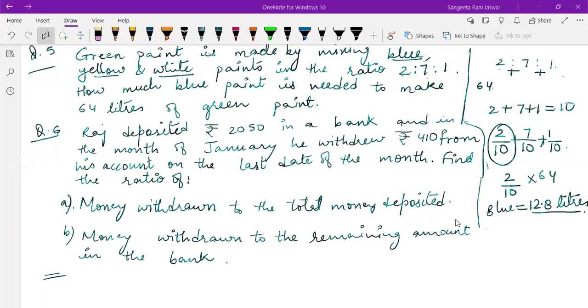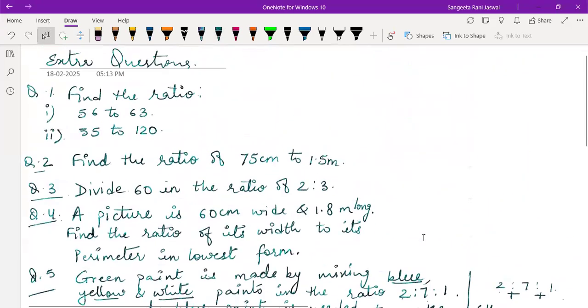Okay. So money withdrawn is given here. Total money is given. You have to find the left money. So you said 1 is to 5. That's correct. Okay. Next. Money withdrawn to the remaining amount in the bank. Ma'am, the remaining amount is 1,640. So the ratio will be 1:4. 1 is to 4. Good. That's correct, beta. I hope you are writing with the statements. Yes, ma'am. Good.